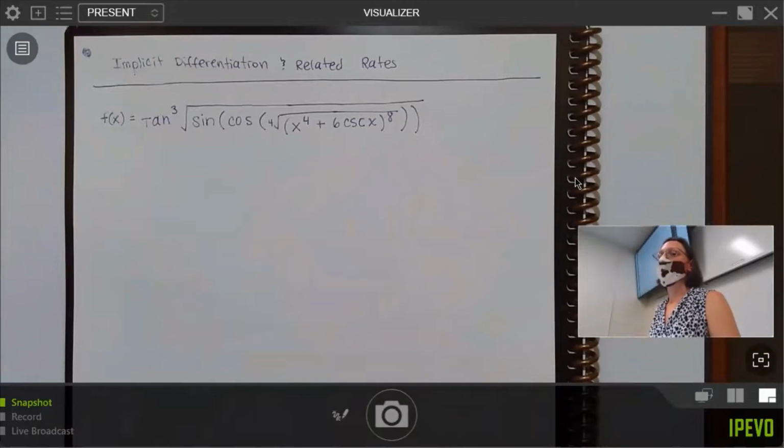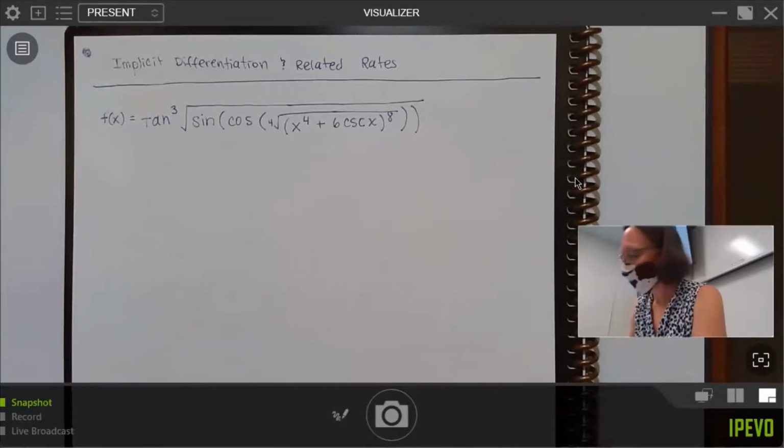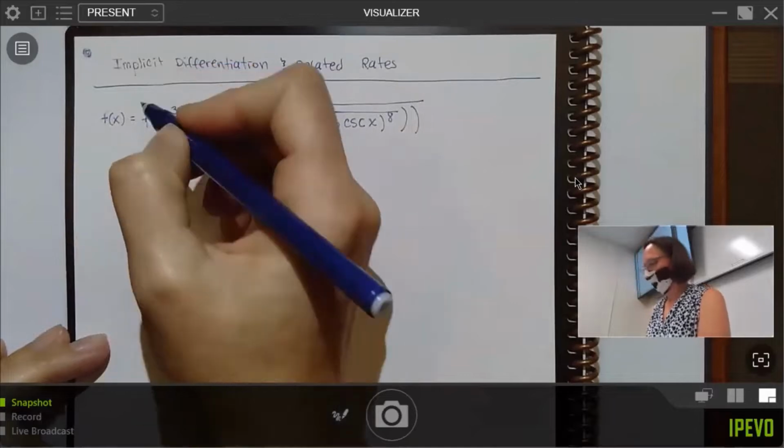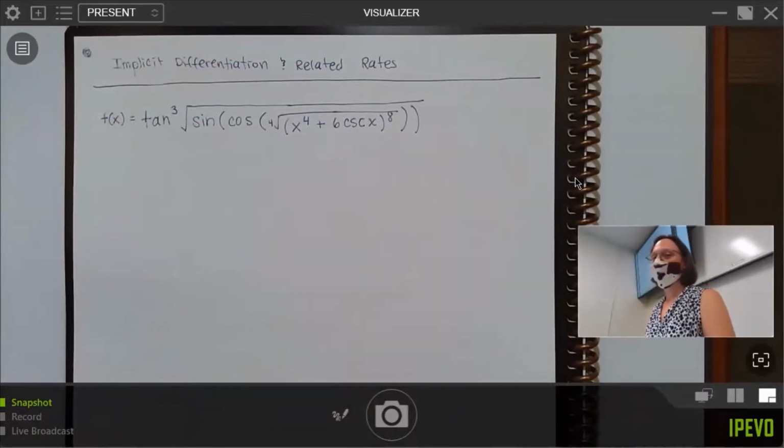Now, I should have warned you all. Don't write any of that garbage. I'm going to use up a whole pen's worth of ink taking that derivative. So don't write for a second, because I'm about to draw shapes. And when you look at your notes later, you're going to be like, what the heck? Okay.